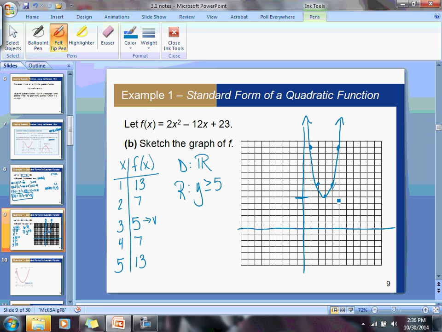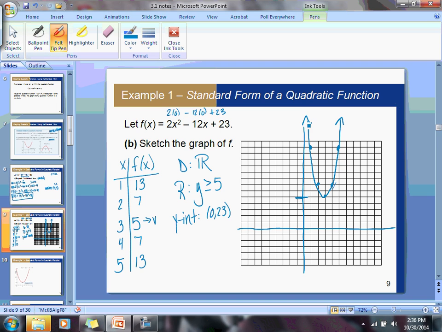The other two concepts you want to make sure you're paying attention to are your y-intercept and your x-intercept. Now remember, to find your y-intercept, you can plug 0 in for x into the original equation. So if I do that, I'm going to have 2 times 0 squared is 0, minus 12 times 0, plus 23. So I'm going to have 0 minus 0 plus 23. So my y-intercept is going to be 0, 23.